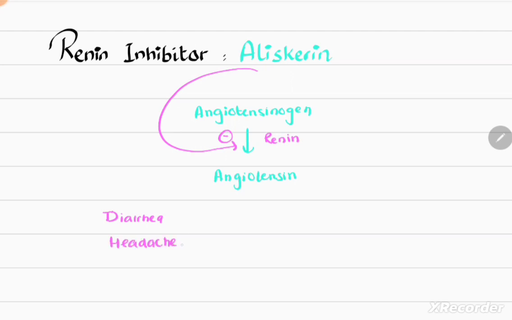All these drugs are contraindicated in pregnancy. The renin inhibitors, the ACE inhibitors, and the ARBs are never used in pregnancy because they cause fetal renal failure.